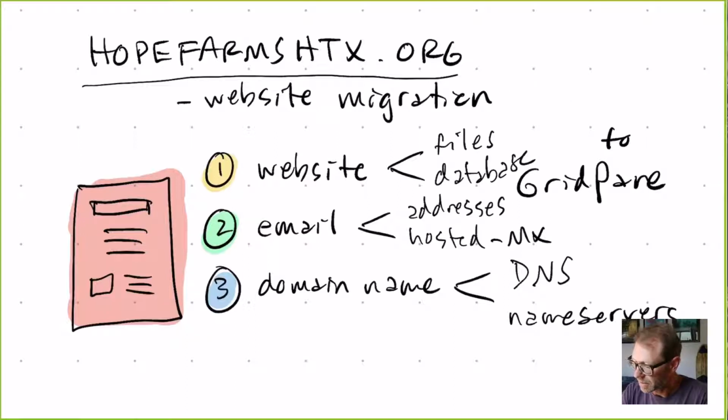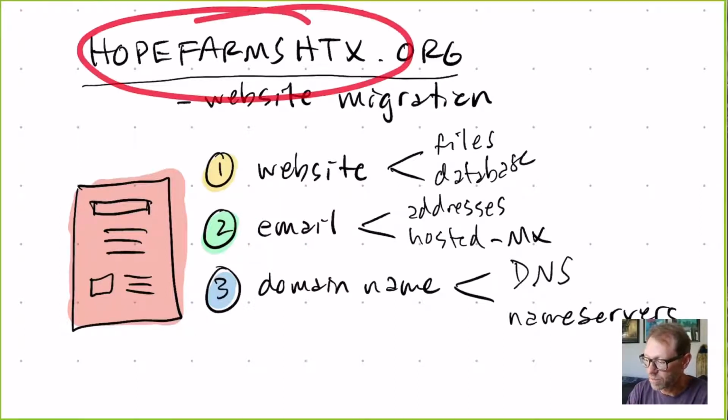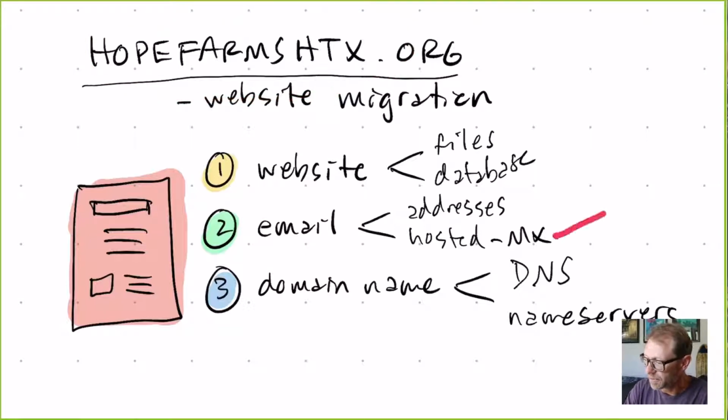Let me just get this out of the way to make this a little bit neater. But as far as what we're looking at, we want to look at the files and the database and migrate those for the website. As far as email, we want to make sure that we know of any email addresses that are hosted at this domain name, hopefarmshtx.org, and how they're hosted, where they're hosted, if they're at the website hosting itself or not, and how the MX records are pointed at the DNS records here for the domain name. And finally, the domain name connects everything together, so we want to know whether it's using name servers or DNS records, and if so, where is the DNS hosted?